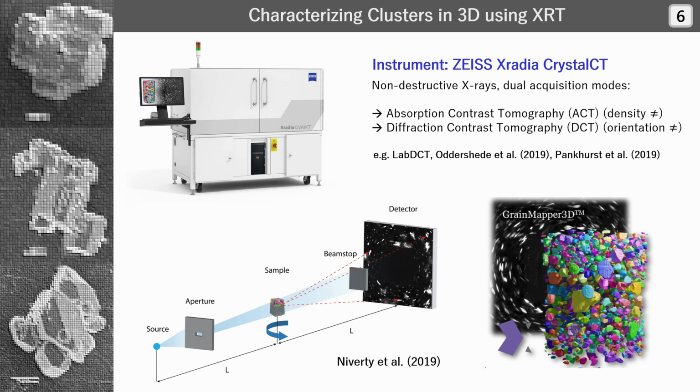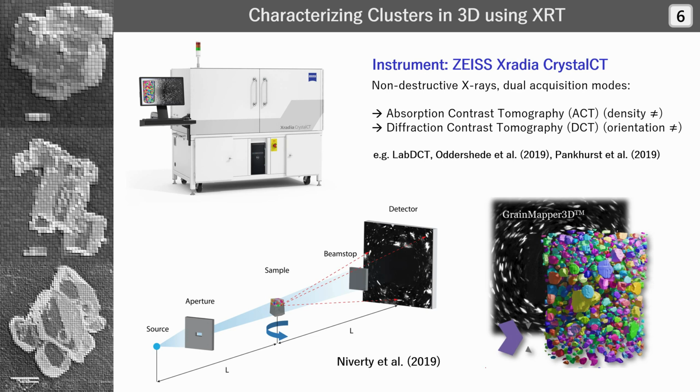So essentially, ACT allows us to resolve materials with varying density in 3 dimensions. Well, Zeiss, just a few months ago, released a new instrument called the X-Radia Crystal CT, shown on the left here, where X-rays can be used for both their capacity to resolve differences in densities, but also resolve differences in grain orientations through diffraction contrast tomography, or DCT.